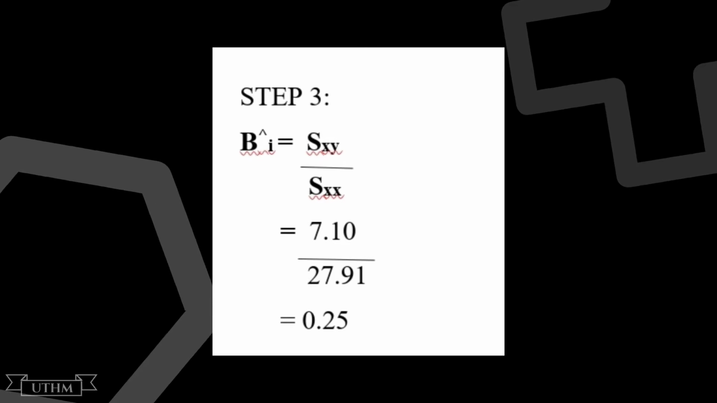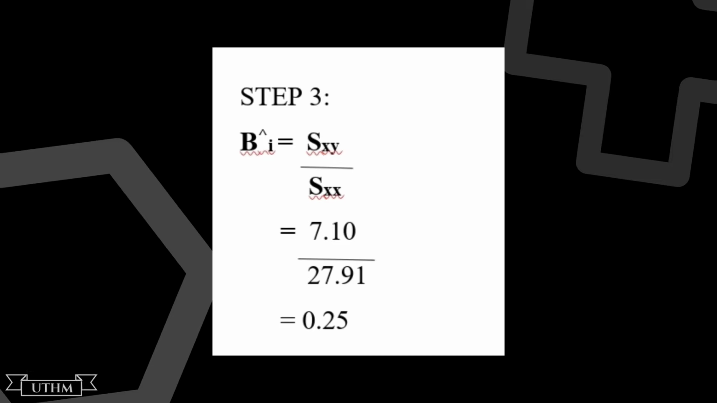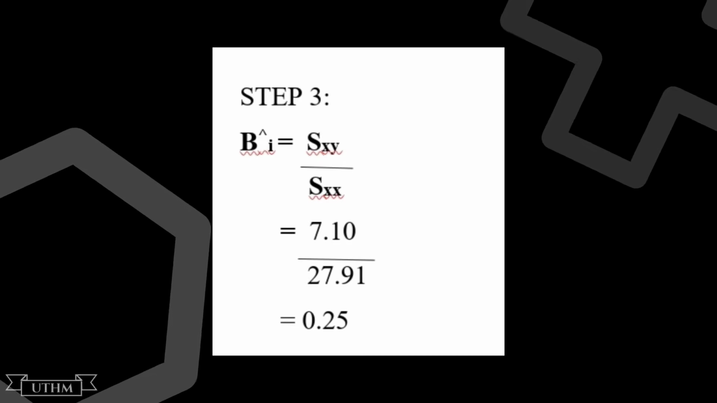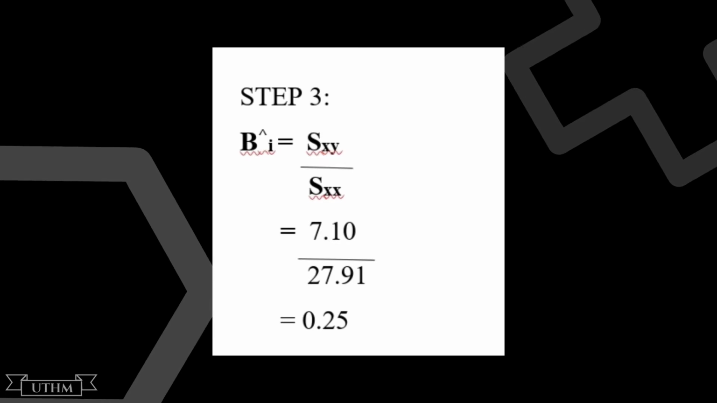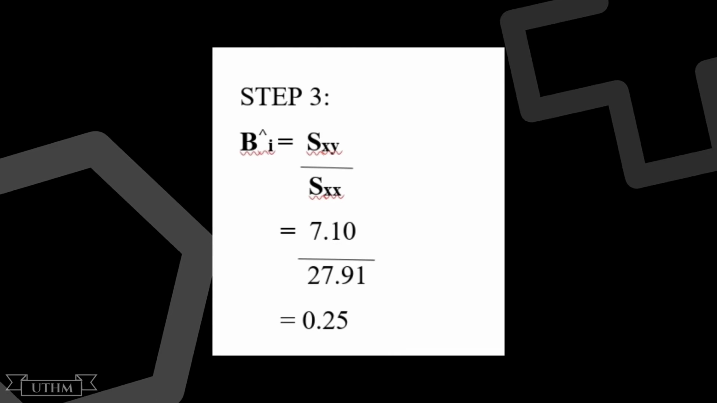The third step is to find the value of beta 1. The formula of beta 1 is Sxy per Sxx. So, beta 1 is equal to 7.10 per 27.91. The value of beta 1 is 0.25.